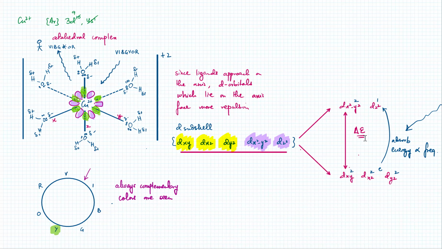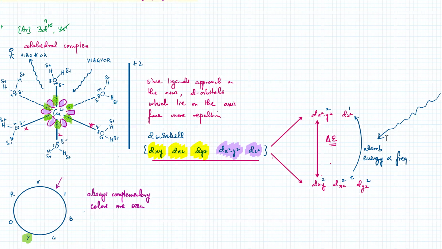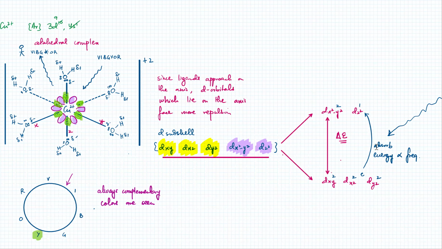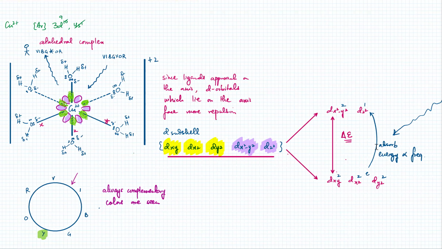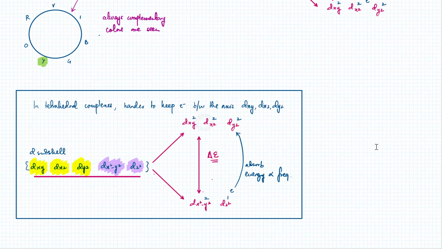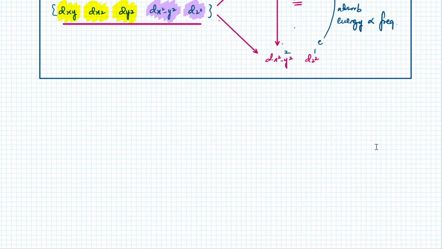And if the energy gap is different, then since energy is proportional to frequency, the frequency of visible light that they absorb is going to be different as well. Okay, is that clear? That is why changing ligands changes the color of the complex. So that's the second question they're going to ask you. I'm just going to write the answer over here.